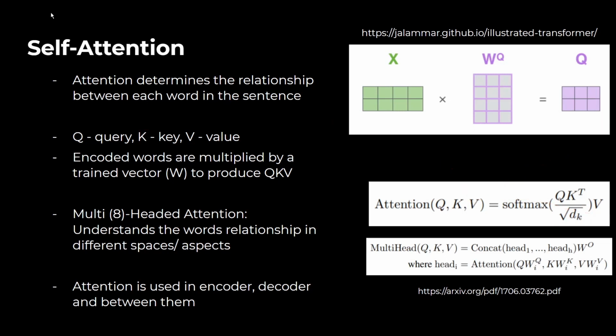And what multi-headed attention is, is just a lot of different attention. So in the paper, we actually have 8 of these heads. You have 8 of these attentions, you concatenate them together, and then you use it in the model.